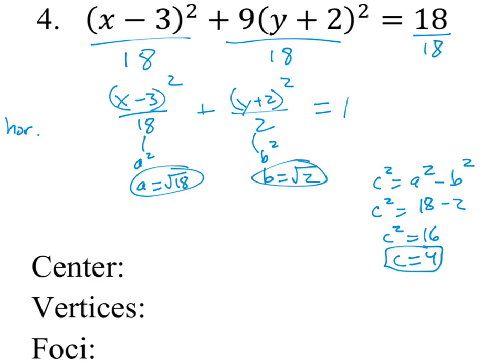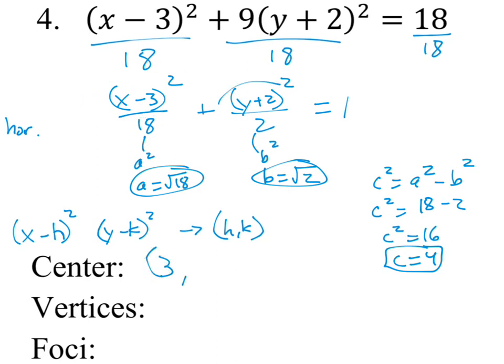So we got C, we got A, and we got B. We got a bunch of important values here. The center is from our equation, and you have to remember that it's x minus h squared, and then y minus k squared. The h and k are the center. And so you're going to look at what's here. You got x minus 3, so h is 3. And then this is y plus 2. Adding 2 is the same as subtracting negative 2, so the k value is negative 2.